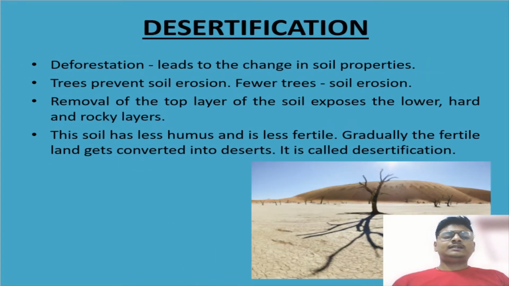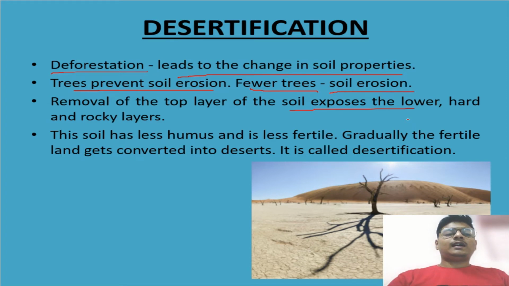Now the second one is desertification. In this also, the first point is that if deforestation occurs, it will lead to a change of soil properties. Trees prevent soil erosion, so fewer trees means the soil will erode. The top layer of the soil will be removed, and when the soil is exposed, the lower layers are hard and rocky. This soil has less humus and is less fertile. Gradually, the fertile land gets converted into desert. It is called desertification. Okay, this is the definition of desertification.